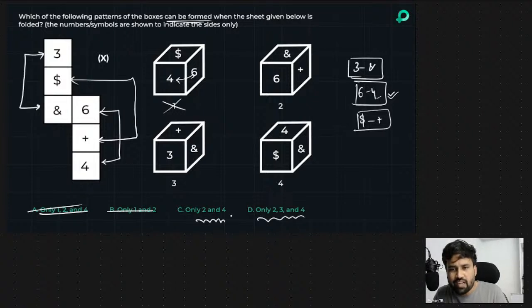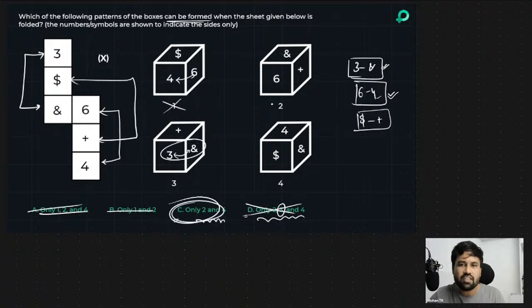And here 2, 4 are correct. Here they are saying 2, 3, 4 is correct. So I will go for 3. If 3 is correct, my option is D. If 3 is not correct, my option is C. See how simple I am doing the problem within very less time. So simply look at the 3. 3 and ampersand actually they are opposite, but here they are saying adjacent. So option D got eliminated. So option C is correct. That is 2 and 4 are correct again.